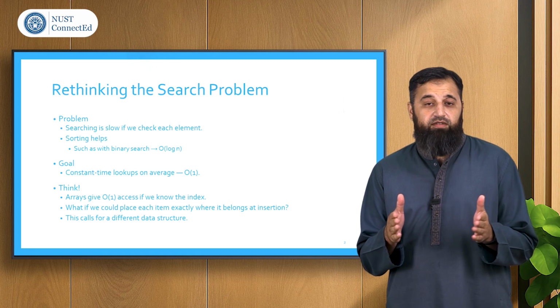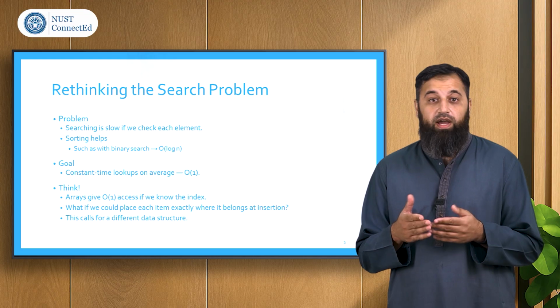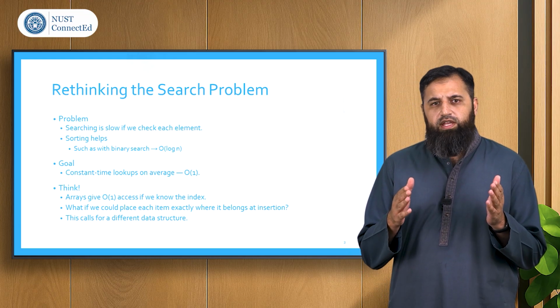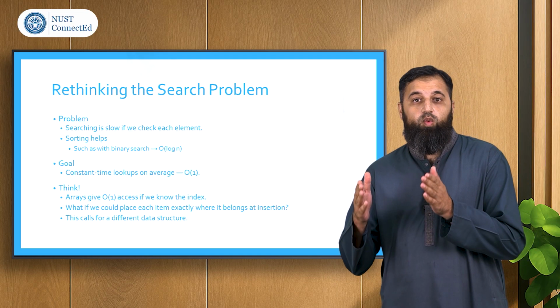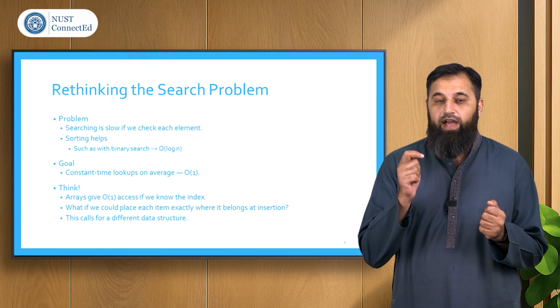In large datasets, naive searching can be slow. Sorting helps, but even then, we are often doing O(log n) lookups with binary search. What if, instead of scanning or even binary searching, we could jump directly to where an item should live? That's the promise of hashing.